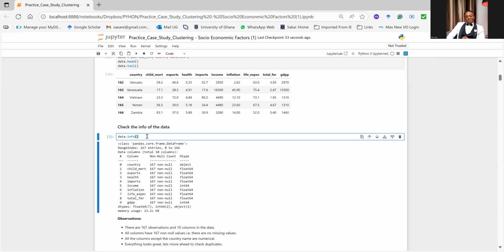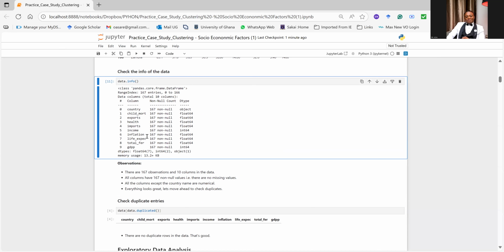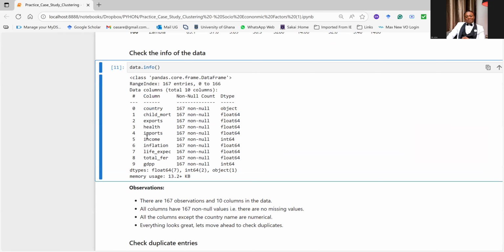If you want some information about your data, you can use this command to find information about your data. Once you run this command, which I just did, it's going to give you information. It tells you the number of countries is 167, starting all the way from 0 to 166. And then it gives you, for each column, the name of the column. The first column is country name. The second column is child mortality rate. And then the rest will continue. It also gives you at the end which variables are float, which are integers, which are objects.